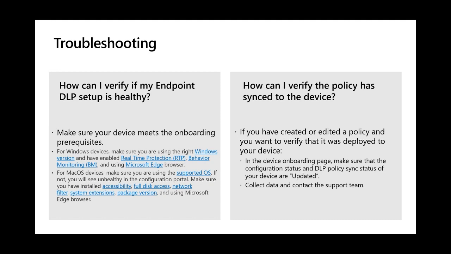First, make sure your device meets the onboarding prerequisites. You can set up the right prerequisites by following the steps below. So for Windows devices, make sure you're using the right Windows version, have enabled RTP, BM, and are using the right Microsoft Edge browser. If you follow the links that I have here on the screen or the ones on the blog, it'll take you to the public documentation that we have available with the guidance and the most updated versions for each.